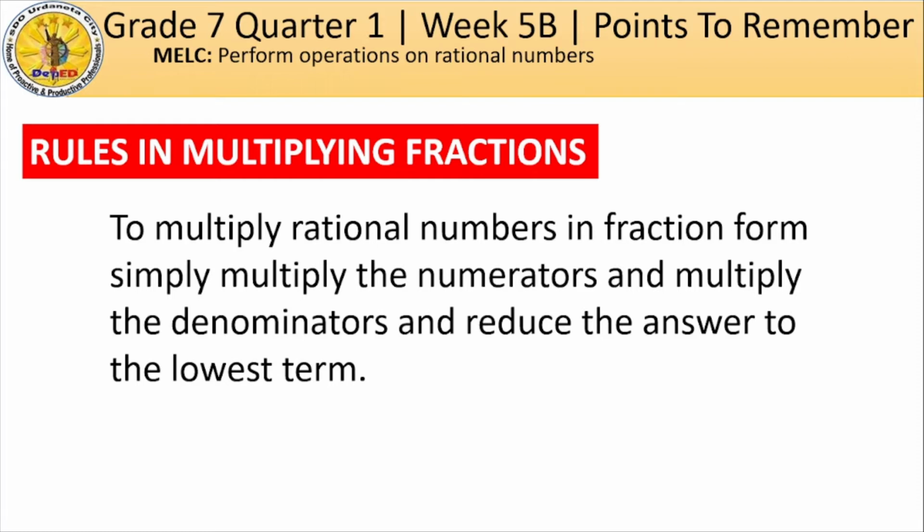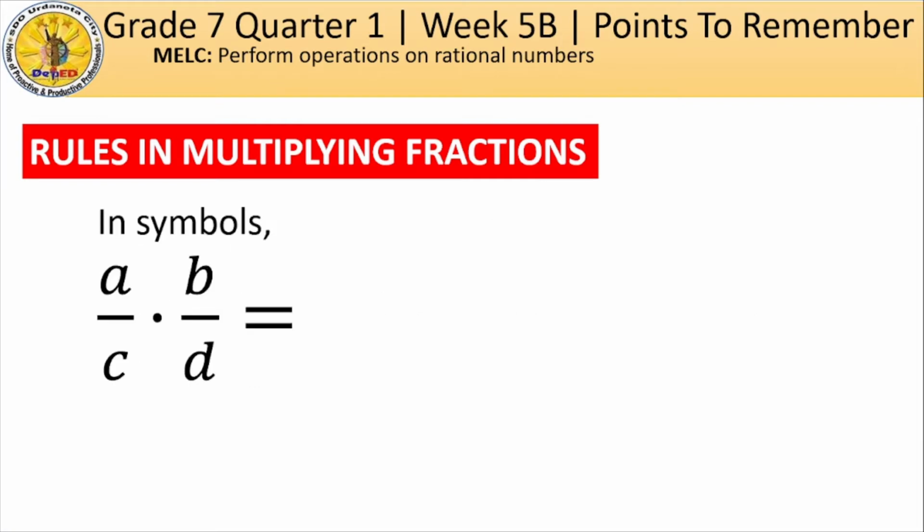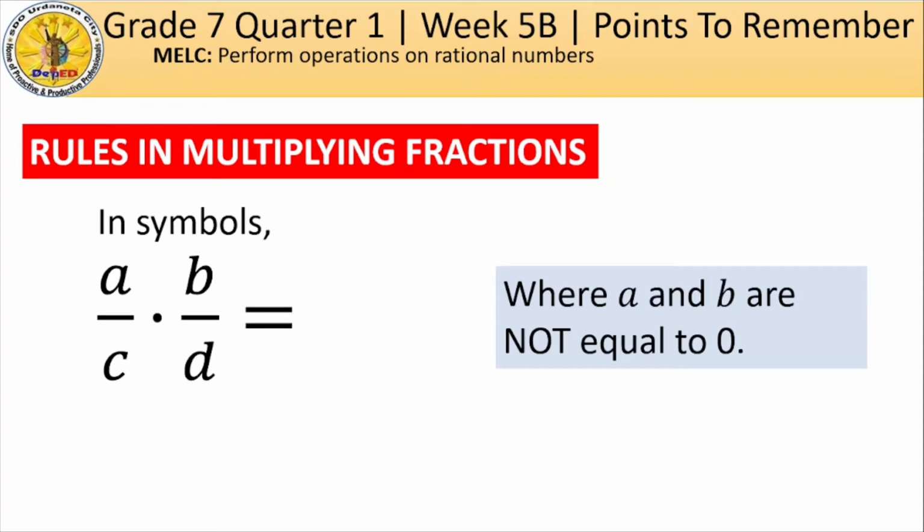To multiply rational numbers in fraction form, we simply multiply the numerators and multiply the denominators. Then, reduce the answer to the lowest term. In symbols, if we multiply the fractions a over c and b over d, where a and b are not equal to 0, the result will be ab over cd.